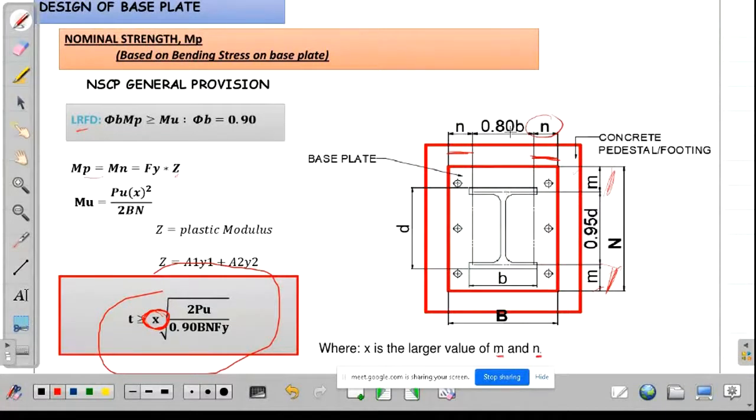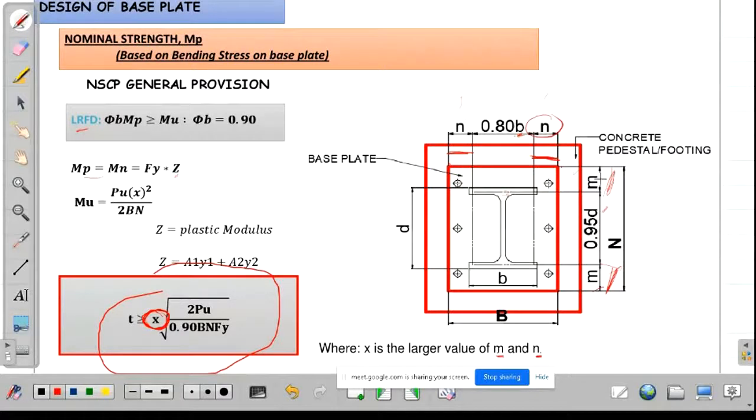Diba? Pag minus ka lang dyan. O, diba? Yung B nung ating base plate minus 0.8 times b. Yung b na ito, small b, is the dimension ng ating column. And yung D, yan yung depth ng ating column, yung section column natin. Okay? So, minus 0.8 multiply by b over 2 kasi dalawa. Merong isa dito, merong isa dito. Yan. Pagkuha ng value ng n.